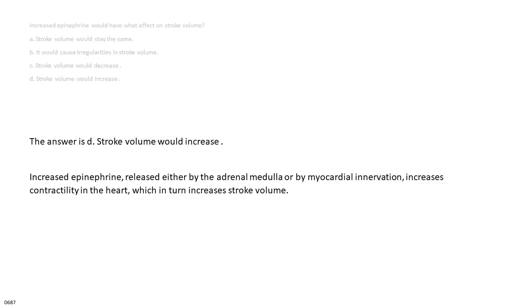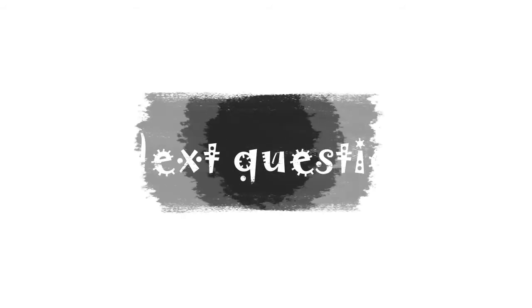The answer is D. Stroke volume would increase. Increased epinephrine, released either by the adrenal medulla or by myocardial innervation, increases contractility in the heart, which in turn increases stroke volume.